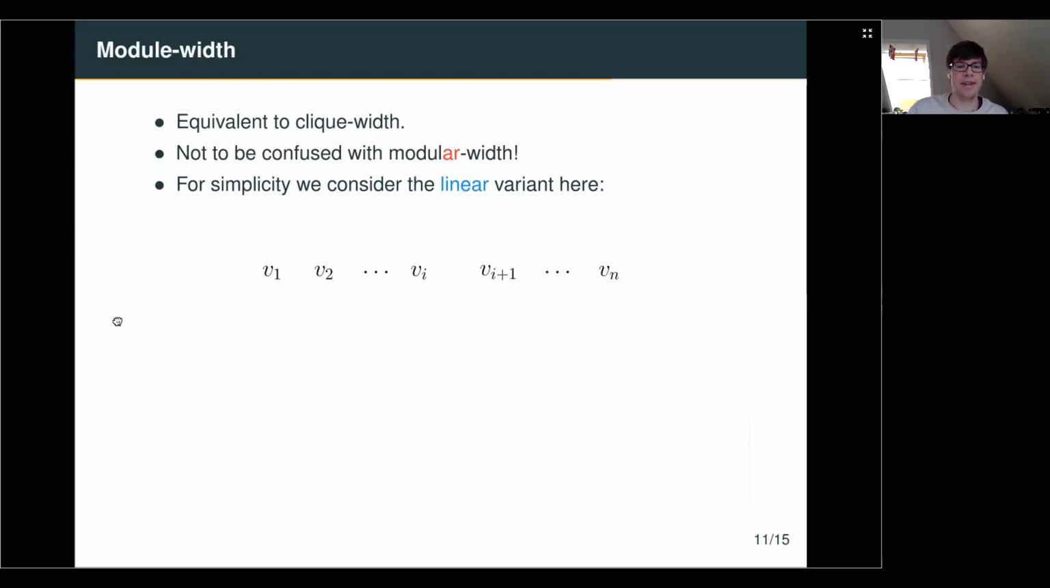So in the linear variant, we have an ordering of the vertices of the graph. And at each position between two vertices, we look at the cut consisting of the vertices on the left side and the right side. Let's call the vertices on the left side A_i and the ones on the right side B_i.